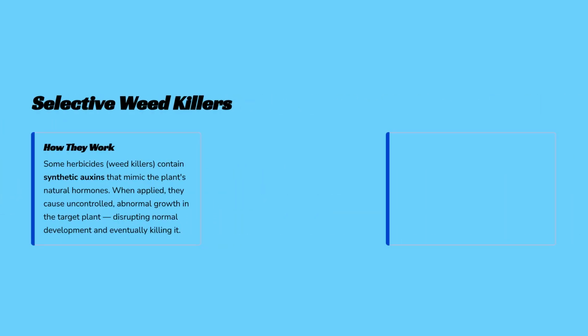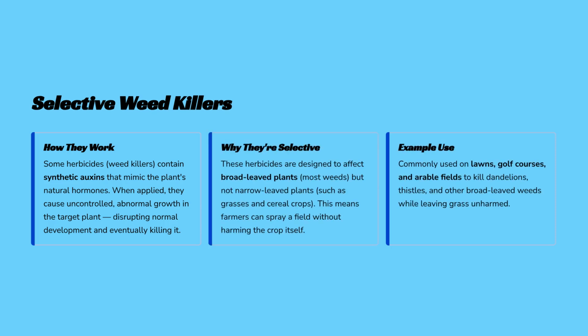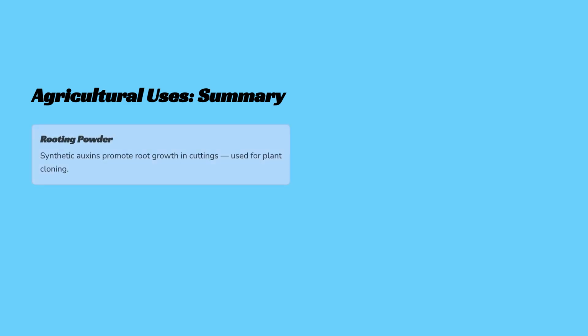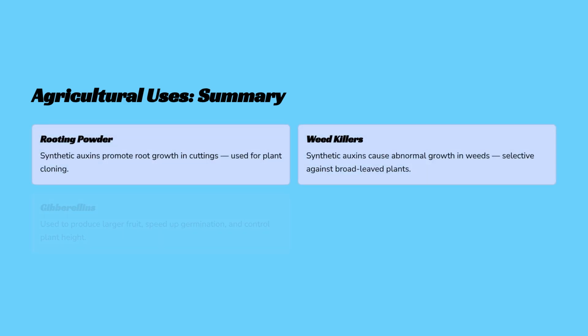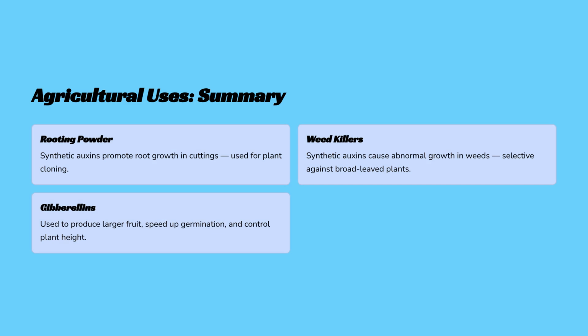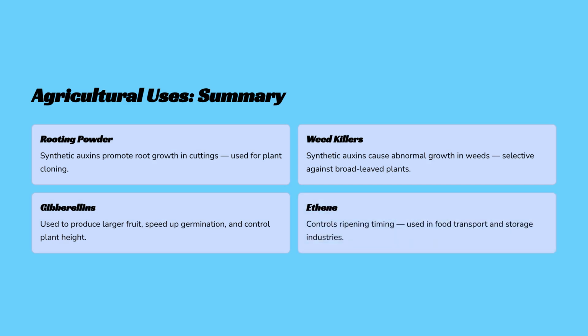Selective weed killers use synthetic auxins to cause uncontrolled, abnormal growth in target plants, effectively killing them. They are selective because they primarily affect broad-leaved weeds, leaving narrow-leaved crops like cereals unharmed. To summarize agricultural uses, auxins are used in rooting powder and selective weed killers. Gibberellins aid in larger fruit production and germination. Ethene is key for controlled ripening in food transport and storage.